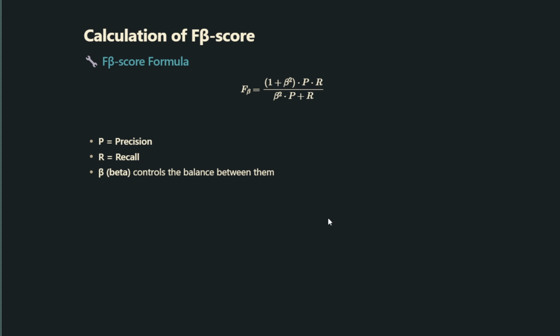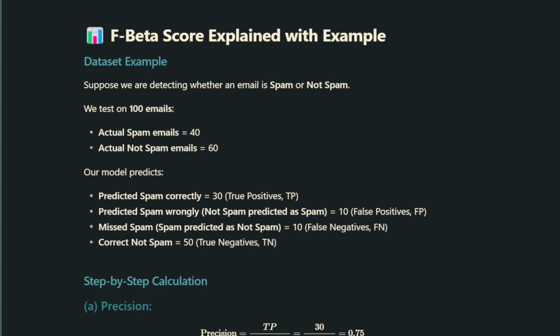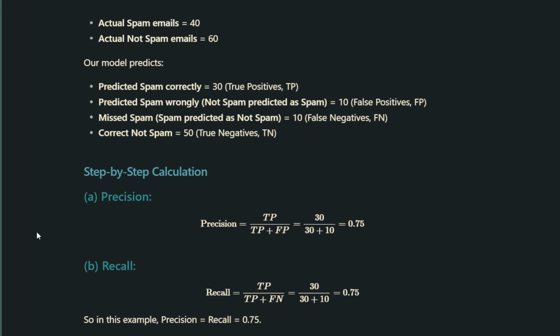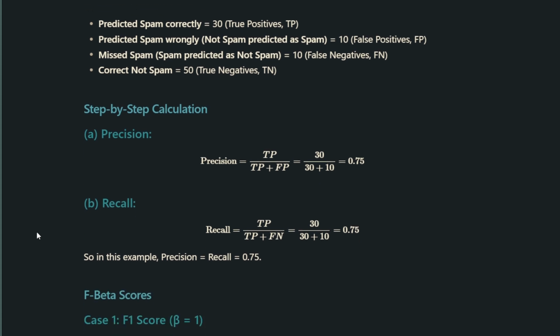Alright, now let's walk through a complete example of the F beta score using a spam detection model. We test on 100 emails. Out of these, 40 are actually spam, 60 are not spam. Our model predicts correctly on most, but here's the breakdown. 30 spam emails are caught correctly. That's our true positives. 10 normal emails are wrongly flagged as spam. Those are false positives. 10 spam emails are missed. That's false negatives. And 50 normal emails are correctly left alone. Our true negatives.